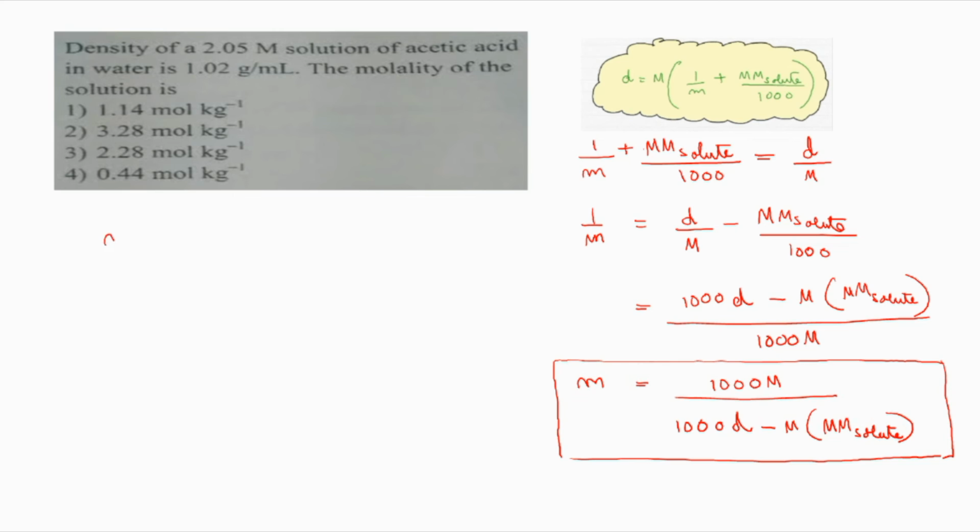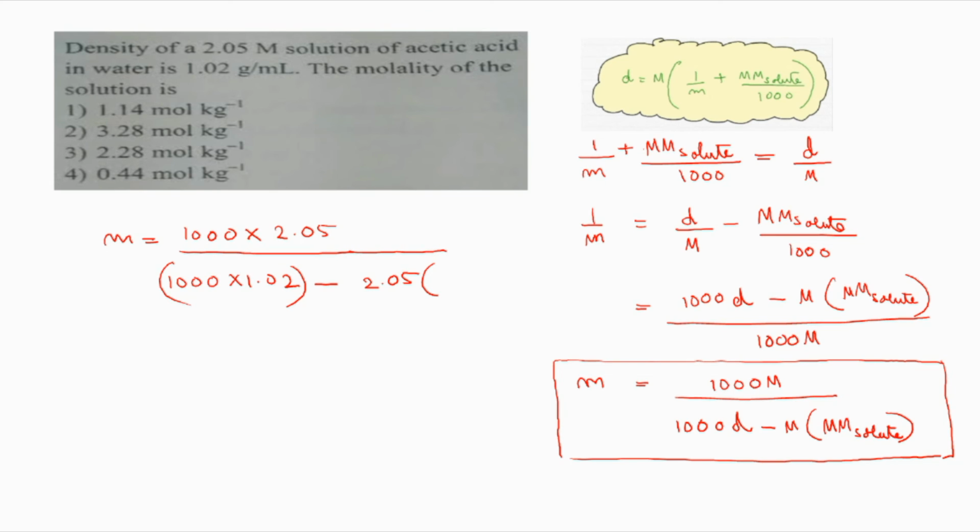So what is molality? That will be equal to 1000 into molarity. What is the given molarity? That is 2.05 molar, divided by 1000 into density. What is the given value of density? That is already in gram per ml. We are not doing any conversion for that. 1.02, minus molarity again 2.05 into the molar mass of acetic acid.